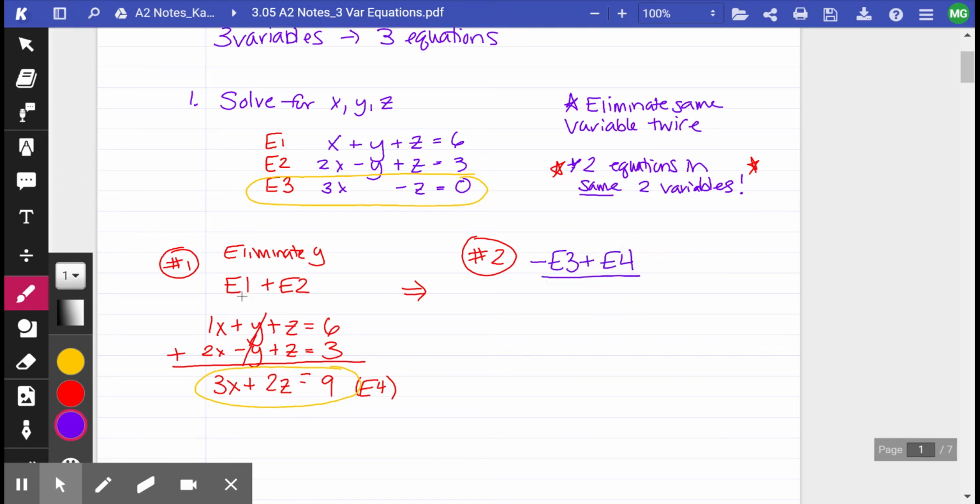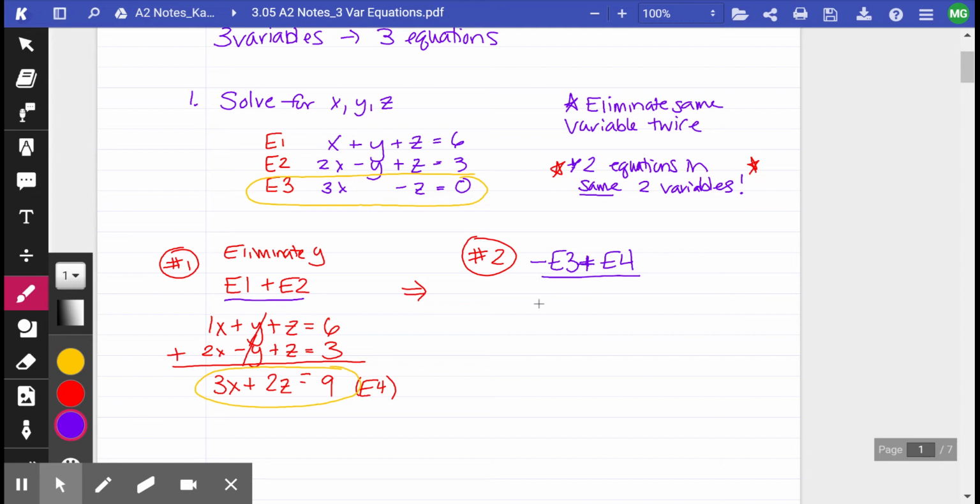Another hint here, I never want you to subtract the equations. You're always adding them. So you can add a negative equation, add negative E4 if you wanted, but I always want you adding. Very, very, very important. So you can negate the whole equation, but then I want them added.